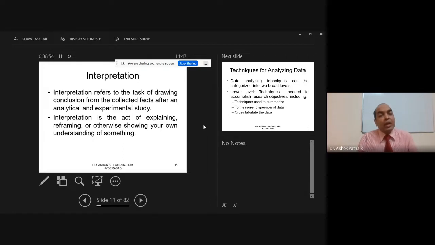And interpretation is the act of explaining, as I told you, and reframing, or otherwise showing your own understanding of something. You as a researcher or you as an expert, you try to understand, or find out, or give your opinion on what is happening, what is the reason behind this development or slowdown, or the activity, how it is progressing or not progressing. Based on that, you try to bring in your own concepts or your own understanding. That is known as interpretation.